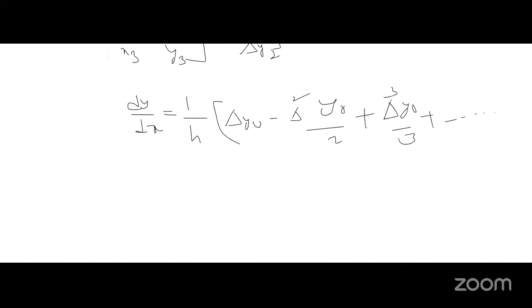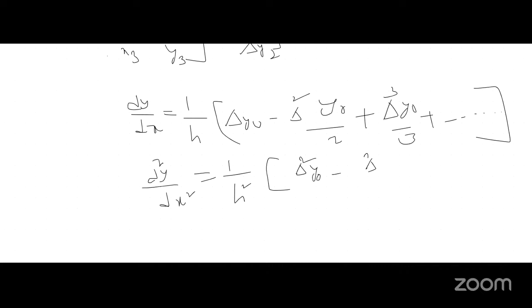And at the same point, what is the second derivative, d square y by dx square? For d square y by dx square, we can write 1 by h square into delta square y naught minus delta cube y naught plus 11 by 12 delta 4 y naught minus, and so on. So we should remember dy by dx and d square y by dx square. This is the first derivative of the finite differences. Now understood?